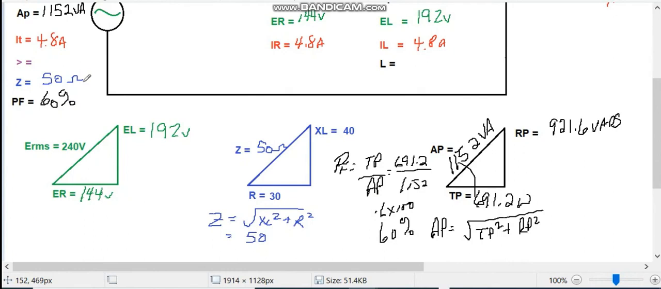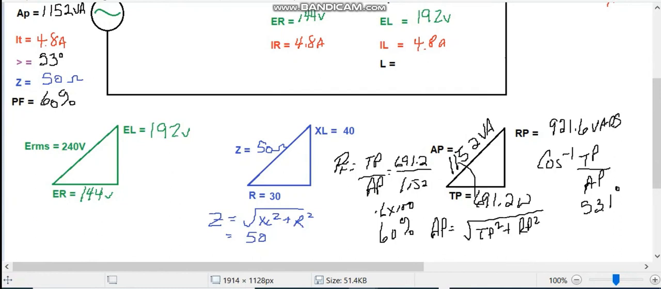And we can find our phase angle as well. So we go our true power over our apparent power. So if we do that, we do the arc cos of that. Cos -1, true power over apparent power. We will get 53.1 degrees, 53.13, I believe. 53 degrees.